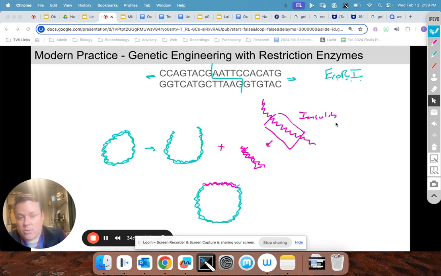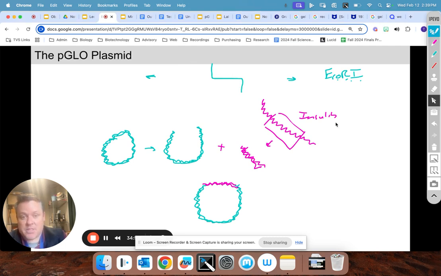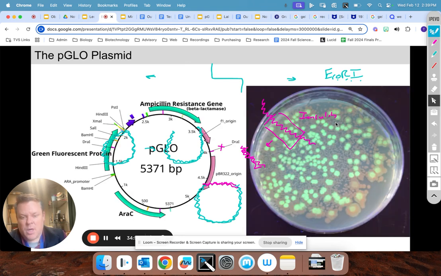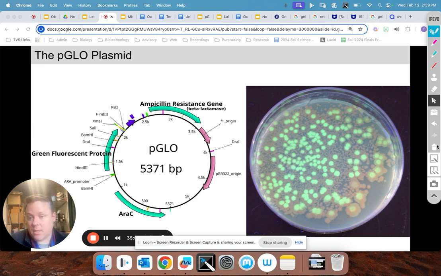We are not going to create our own plasmid. There's a couple of levels of complexity beyond what we're doing, but we are going to purchase a pre-made plasmid called the pGlow, and it has all of these options. You can see where it has these cut sites right here that can be cut with restriction enzymes. And so it's got all these different things in it that we need in order to see what we want to see when we genetically engineer bacteria with this plasmid.